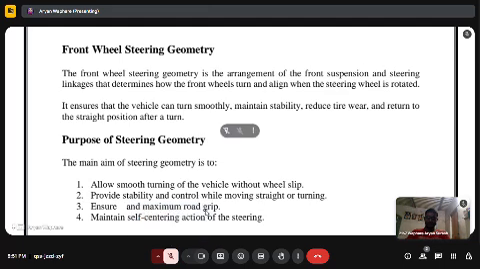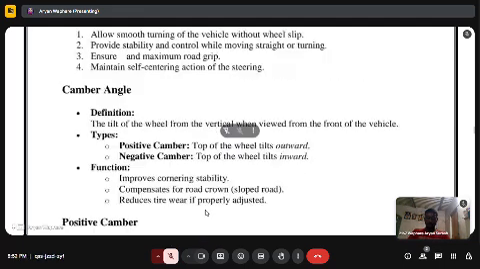Camber angle. Definition: the tilt of the wheel from the vertical when viewed from the front of the vehicle. Types: there are two types of camber angle, positive and negative. The functions of camber angle: to improve cornering stability, compensate for the road crown, and reduce tyre wear if properly adjusted.